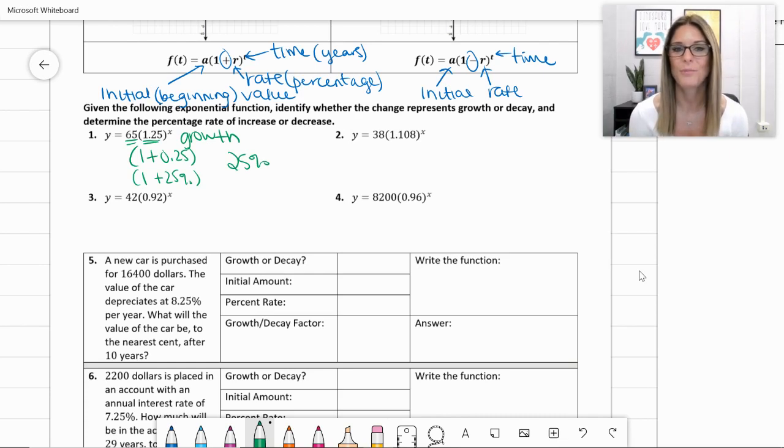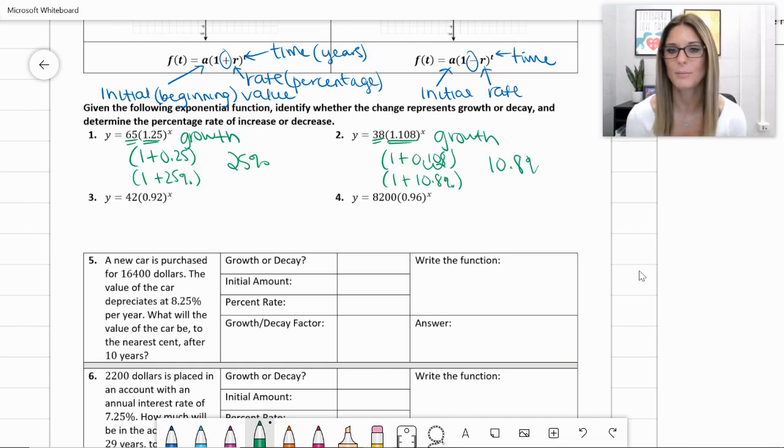Let's look at number 2. y equals 38 times 1.108 raised to the x, growth or decay? This is another growth. I know because we had 1 added to 0.108, which means 1 was added to, can you tell? Your percentage there was 10.8%. Changing our decimals to percentages, you shift your decimal 2 places. Our growth was by 10.8%. Number 3, y equals 42 times 0.92 raised to the x.